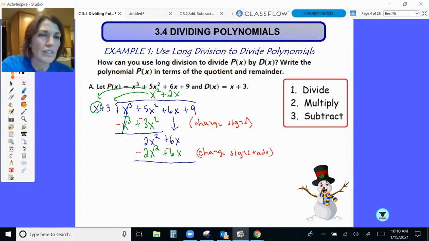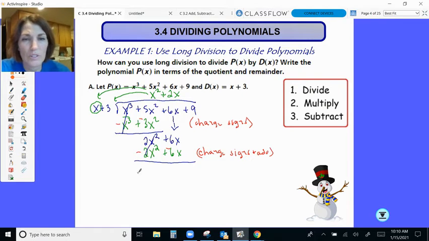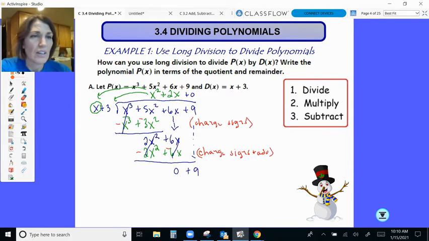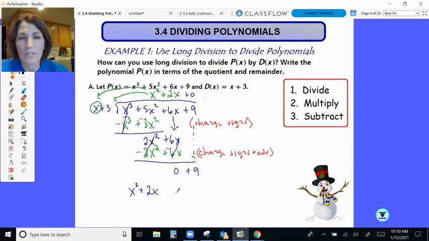So when I do that, I'm going to be left with, that goes to 0, and that goes to 0. Look at that. And I'm going to bring down this 9. And that's going to be 0, right? Because anything times 0 is going to be 0. So that's just going to be 0 here, okay? So my leftover is going to be my quotient up here. My answer is going to be x squared plus 2x plus my remainder, okay?